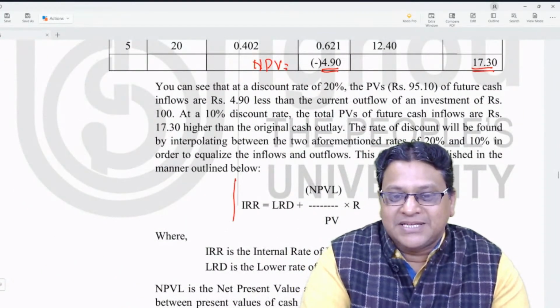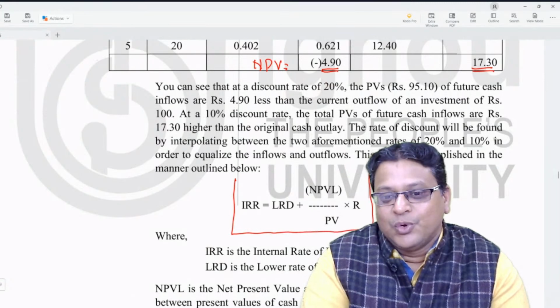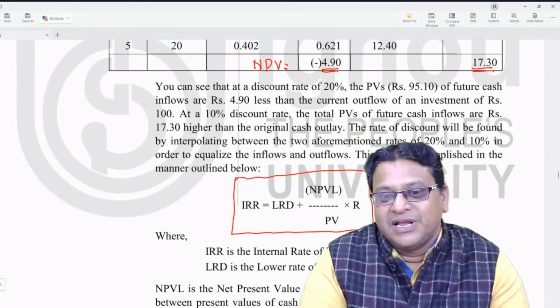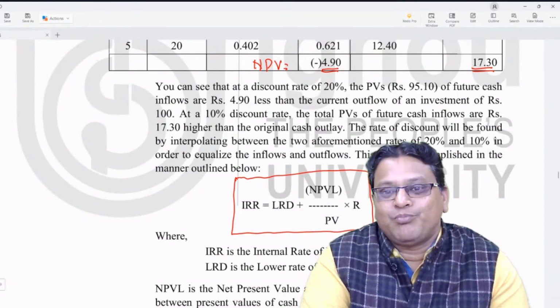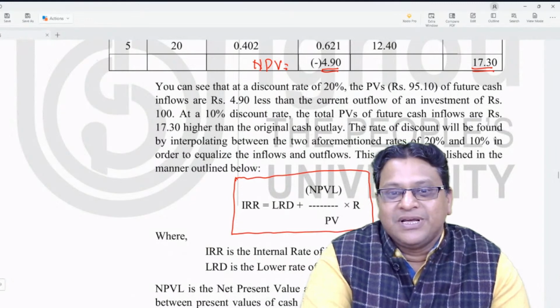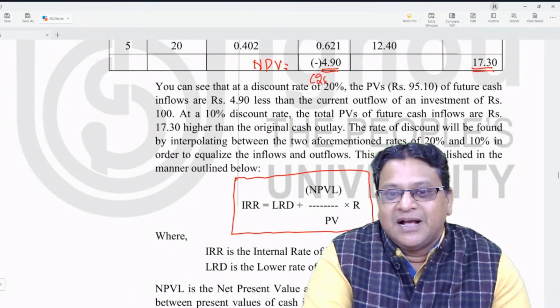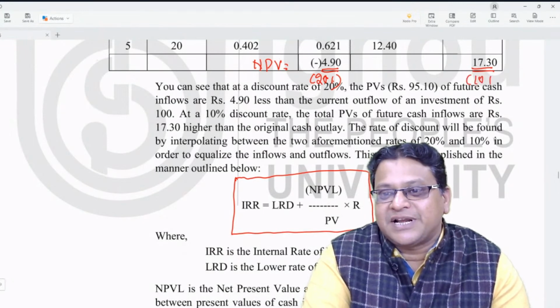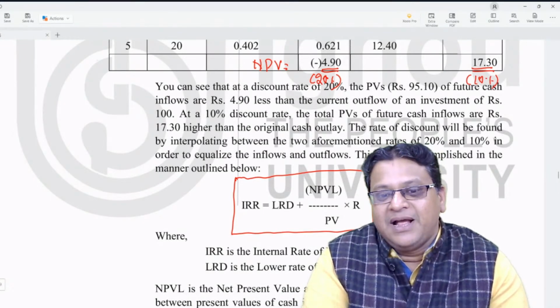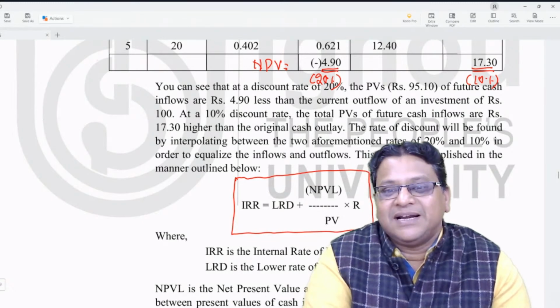Once we get these two rates, we can easily calculate IRR by applying a formula. The formula is IRR is equal to lower rate plus NPVL by PV into R. We know this minus 4.90 is at the 20% rate, and 17.3 is at the 10% rate. So IRR is equal to LRD, lower rate. What is the lower rate? 10%.